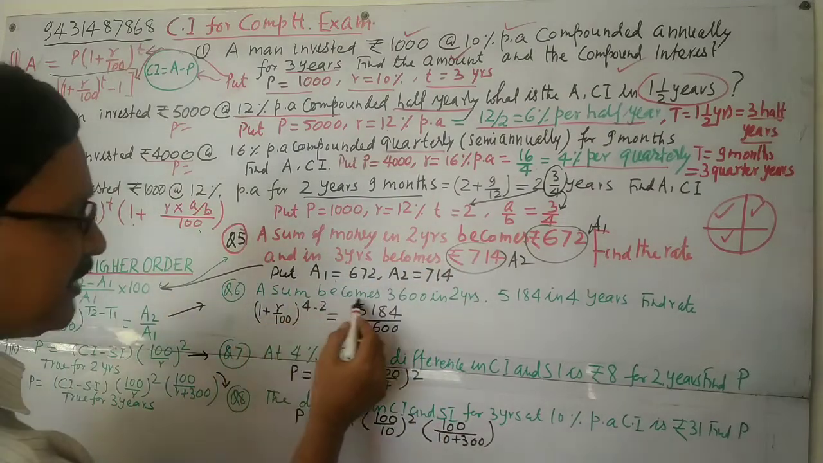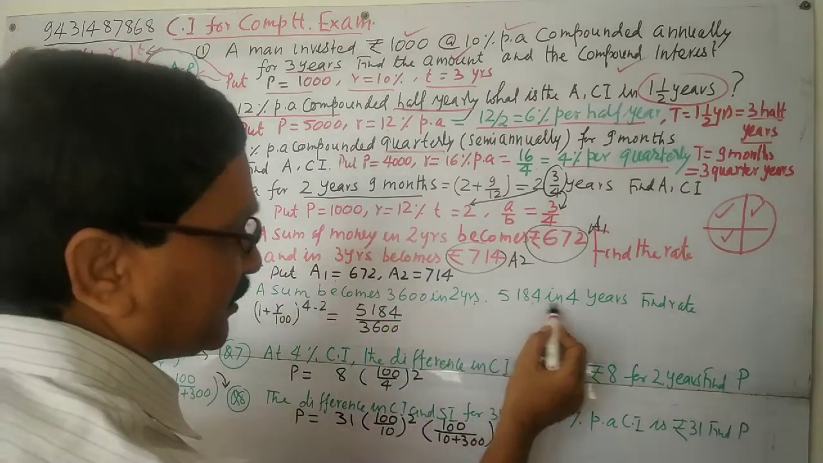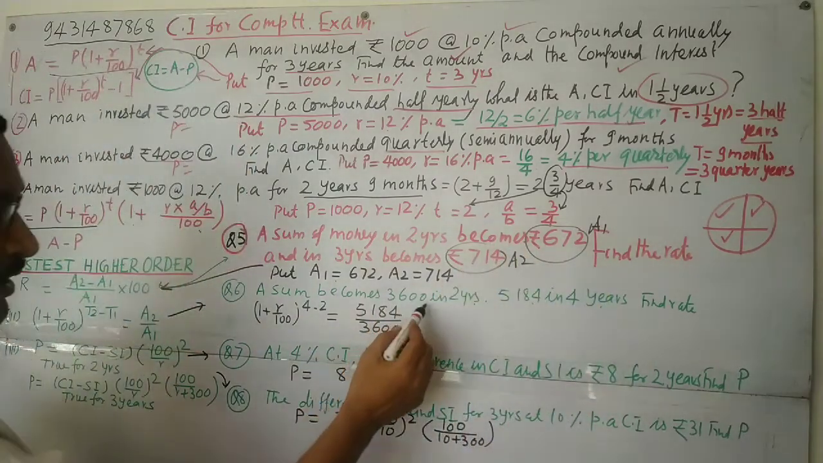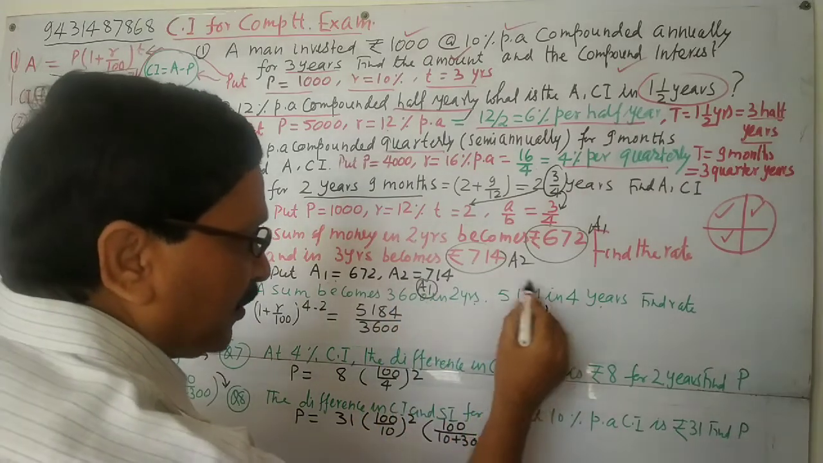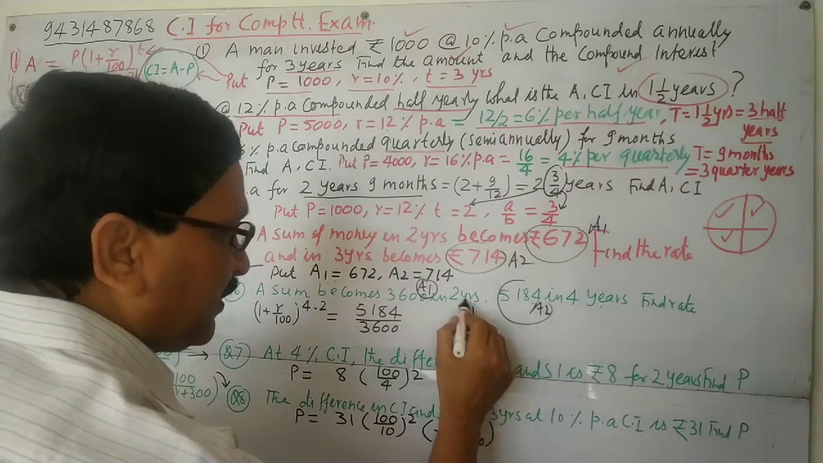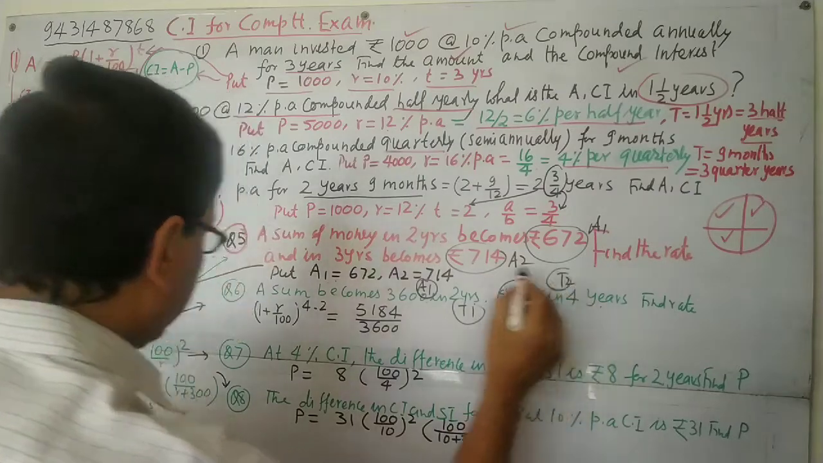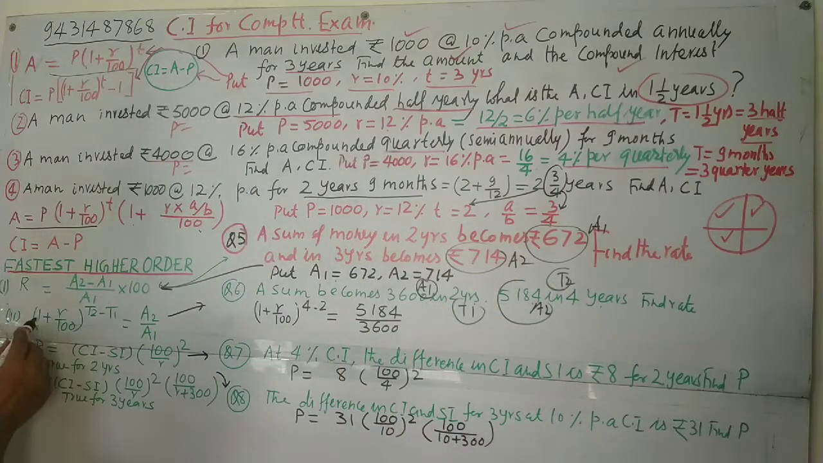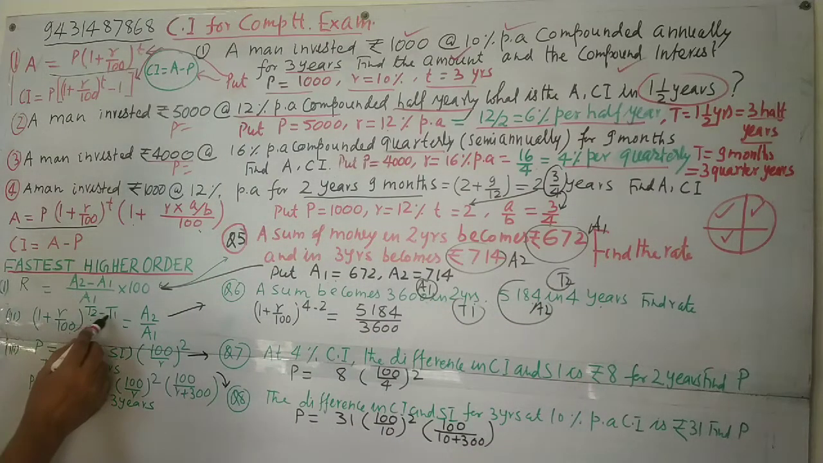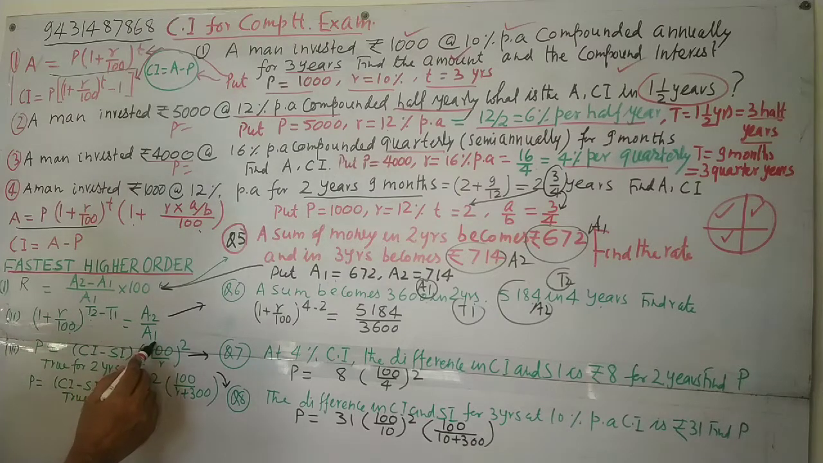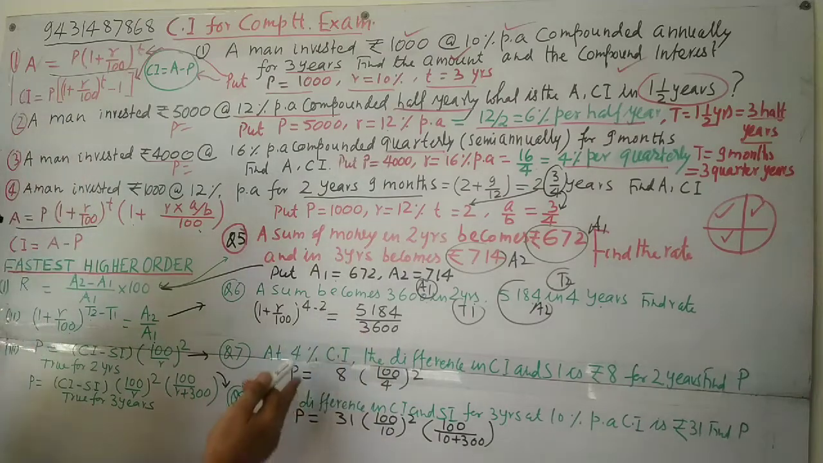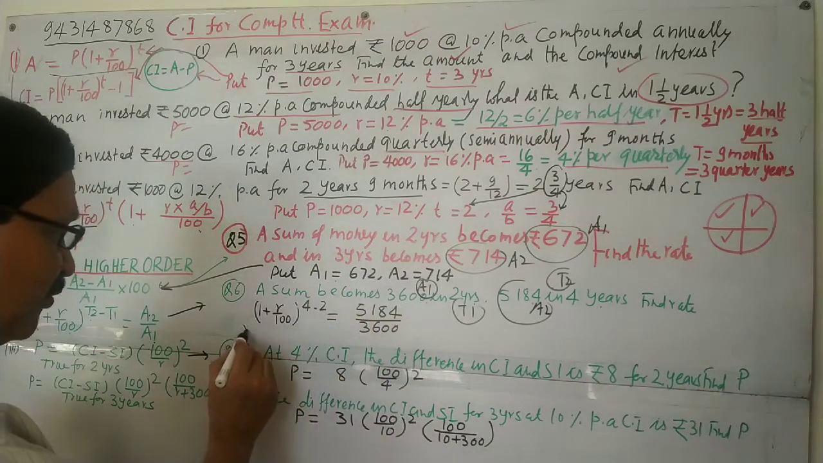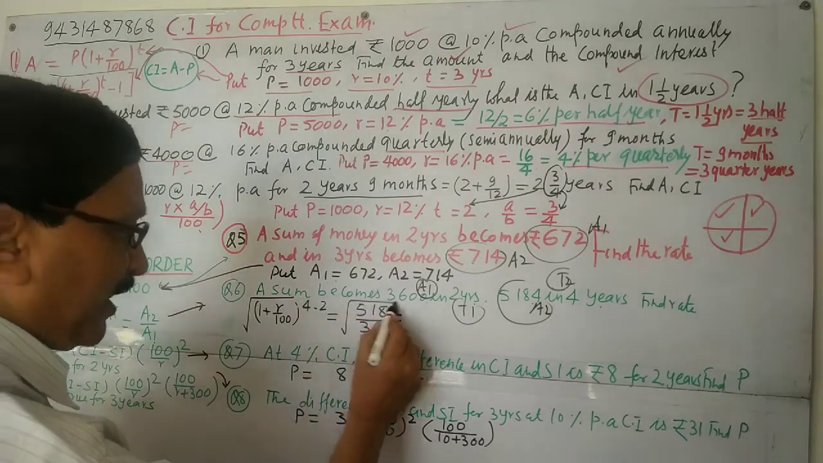Likewise the problem: a sum of money becomes this in 2 years, this in 4 years. Now this is your A1 and this is your A2. This is T1 and this is T2. Now use this formula: (1 plus R by 100) to the power (T2 minus T1) is equal to A2 by A1. So using this formula, after that you have to simplify to find out the rate. Onward you will take a square root to find the rate.